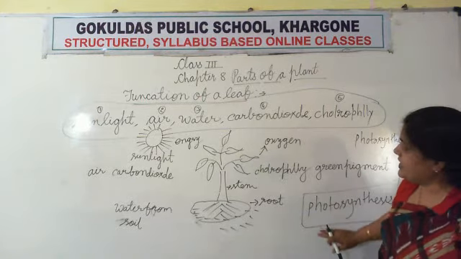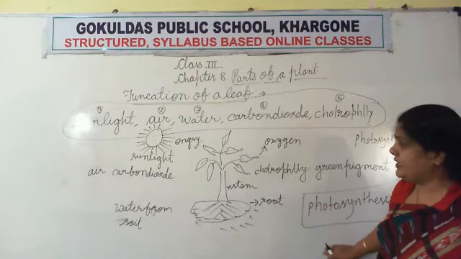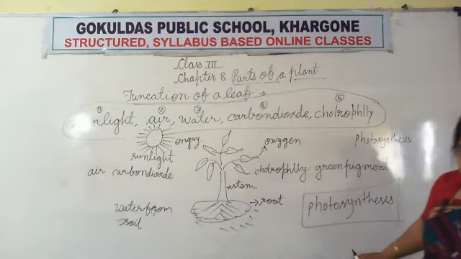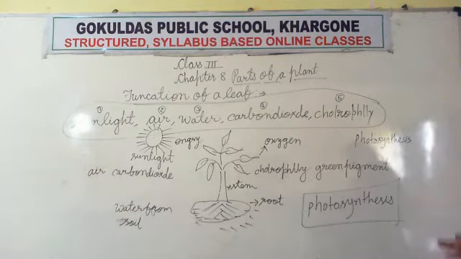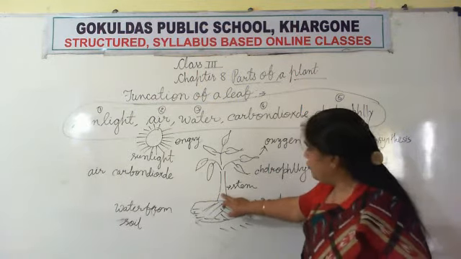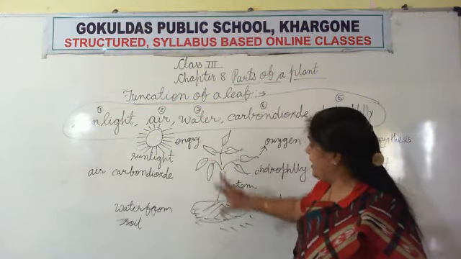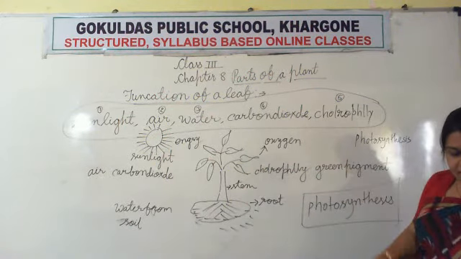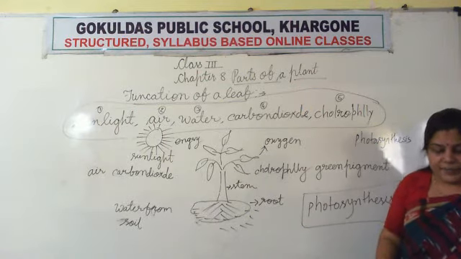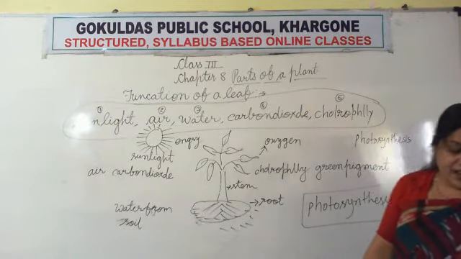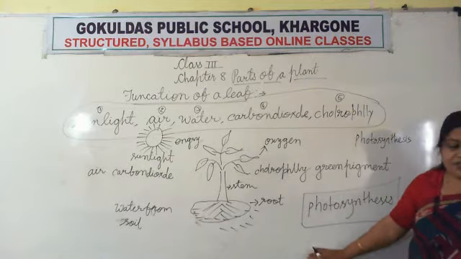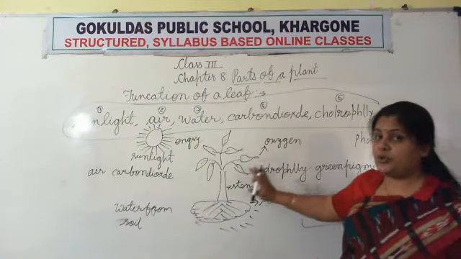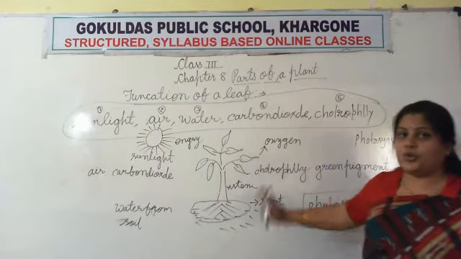Today we discussed these things, and one more thing: the food goes to all the parts of the plant through the stem. The food goes to all the parts of the plant through the stem ही जाता है, right? A part of the food made by the leaves is used by the entire plant to grow, right?